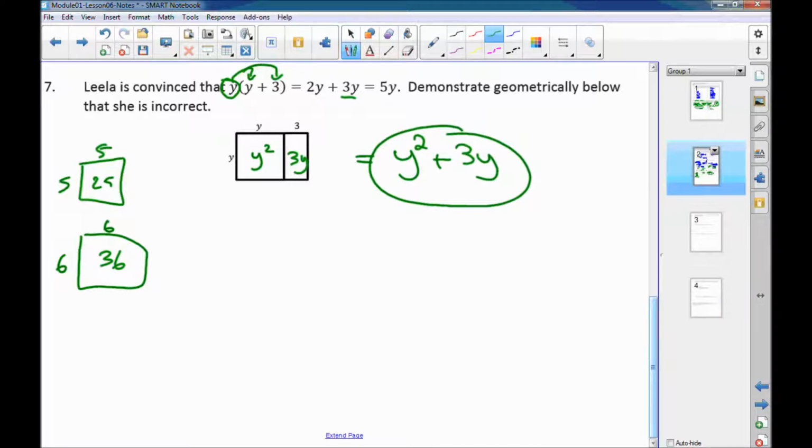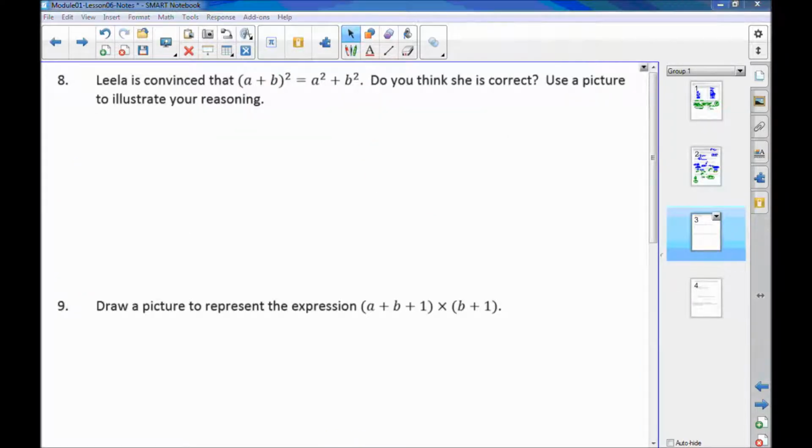All right, this concludes our second page of notes. Let's flip it over and see what we have to do on the third one. Okay, so on our third page, Leela is convinced that a plus b in parentheses squared is the same as a squared plus b squared. We just move the squareds over and call it good.